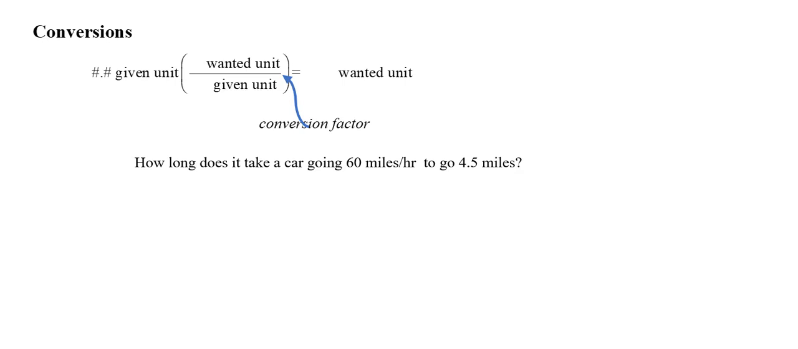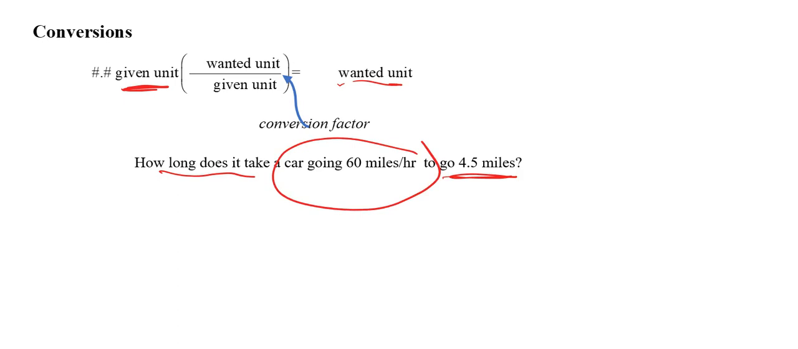Conversions are set up like this. You have a given unit, something you're given. Like down here, I said, hey, a car is going 4.5 miles. Some number in a unit. And then you've got a wanted unit, what you want to get out of it, like how long does it take? The conversion factor is given here, but usually it's not given to you. The reason it's called a conversion factor is you're multiplying, hence the parentheses, and the things you multiply are called factors, and you're doing a conversion, so it's called a conversion factor. So don't get wigged out about, oh my gosh, what's a conversion factor? Just think, oh, it's a thing I'm multiplying by to do the conversion.